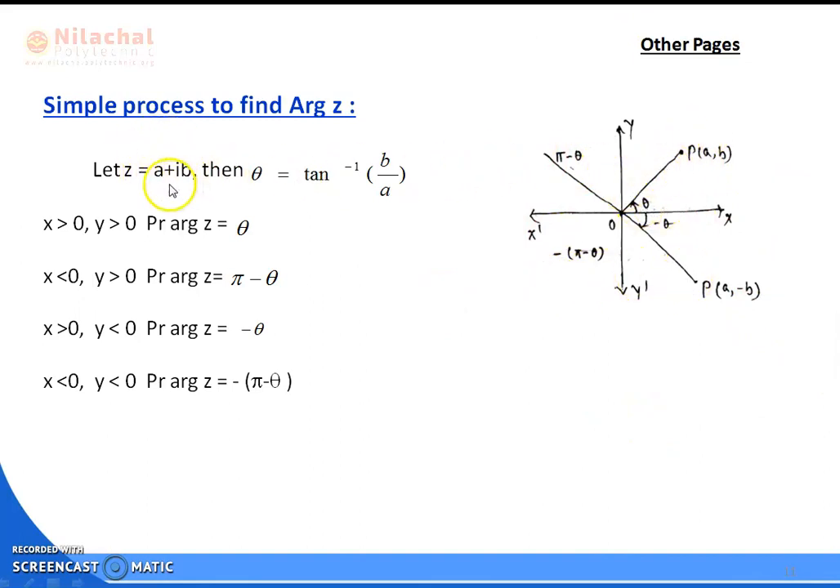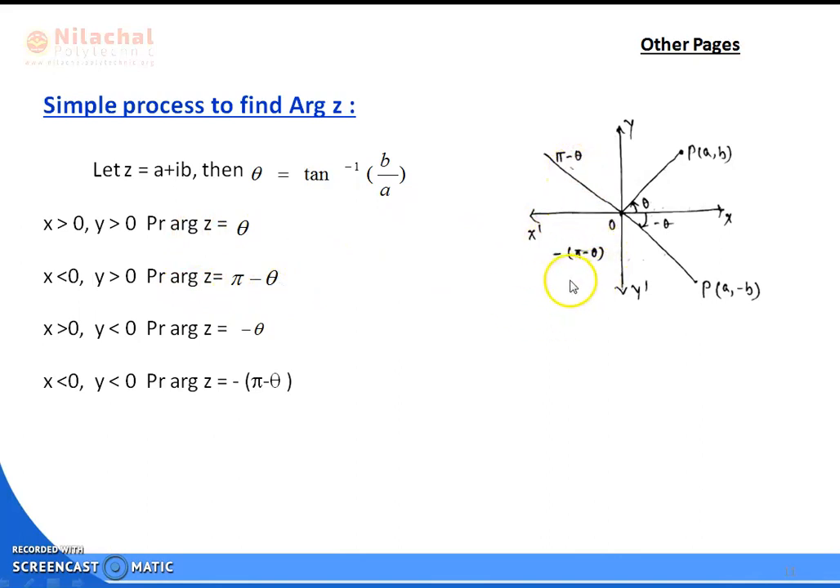If your complex number has a and b positive, your angle theta lies in the first quadrant. Similarly, if your complex number lies in the second quadrant, a is negative, b is positive. That means a will be taken from the x-axis, b from the y-axis. If a is negative, b is positive, that complex number lies in the second quadrant. So at that time your argument formula is pi minus theta for the second quadrant.